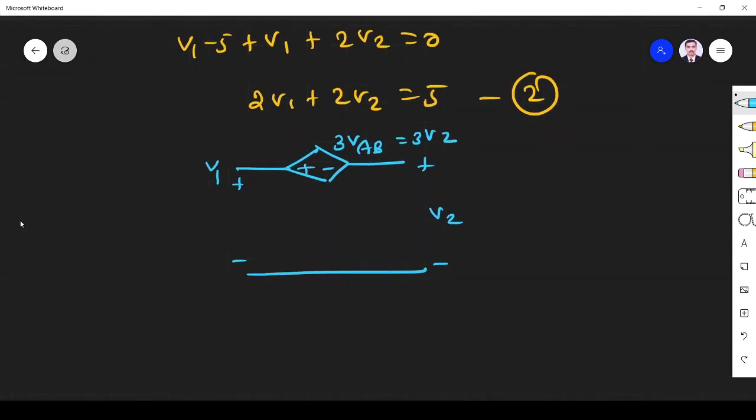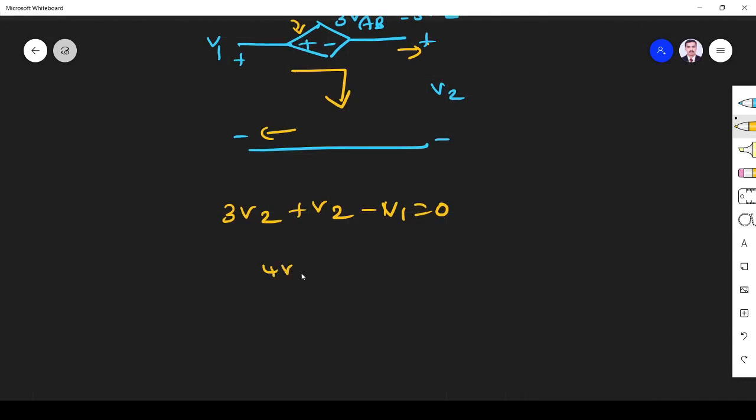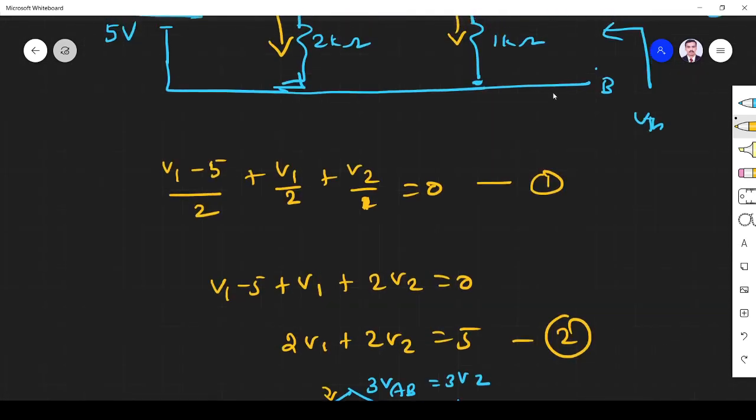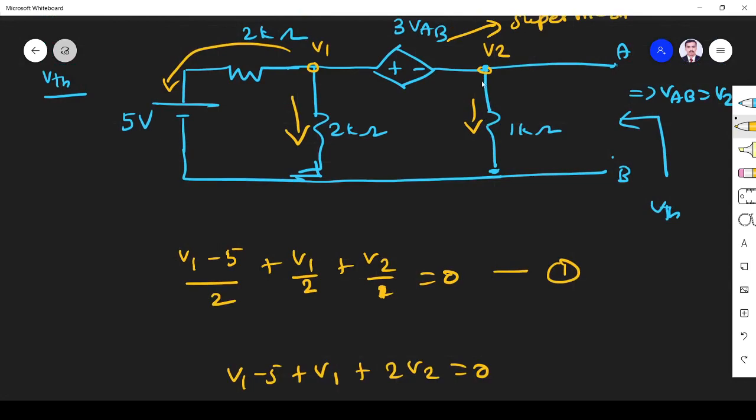Right? Okay. Now I apply KVL. So 3V2, here first it encounters plus, again at this point it encounters plus, so V2. Here it encounters minus, so minus V1 equal to 0. So this indicates 4V2 minus V1 is equal to 0. This is equation number 3. Right? So I want what? I want voltage across AB. Voltage across AB is nothing but V2. So I want V2 only.